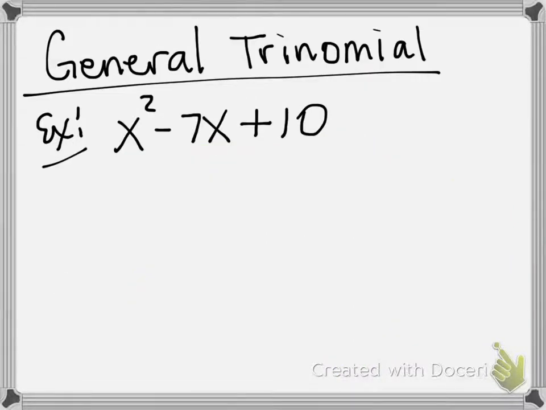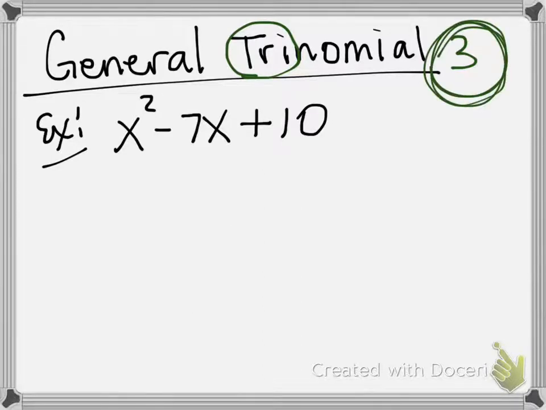Okay, so we're also going to look at the next type of factoring, which is when you have a general trinomial. How do I know it's a trinomial? Well, tri means 3. So trinomials are always going to have 3 terms. So if I have 3 terms, then I look at the last term and I say, what multiplies to give me 10 and adds to give me negative 7? So what multiplies to give me 10? 1 and 10, 2 and 5.